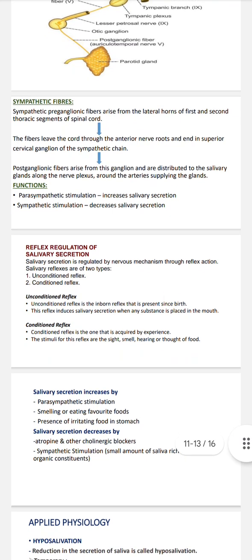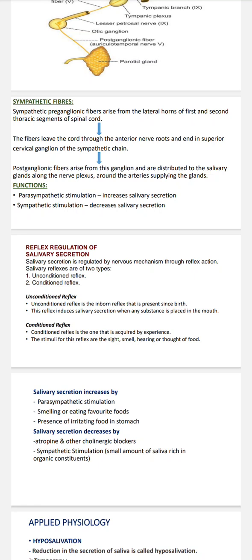And the next one is sympathetic fibers. The sympathetic preganglionic fibers arise from the lateral horn of the first and second thoracic segments of the spinal cord. The fibers leave the spinal cord through the anterior nerve root and end in the superior cervical ganglion of the sympathetic chain. Postganglionic fibers arise from this ganglion and are distributed to the salivary glands along the nerve plexus around the arteries supplying the glands.